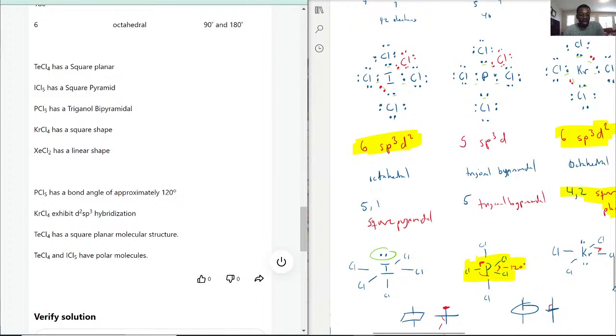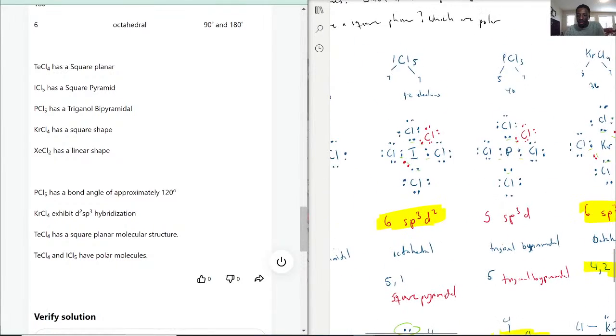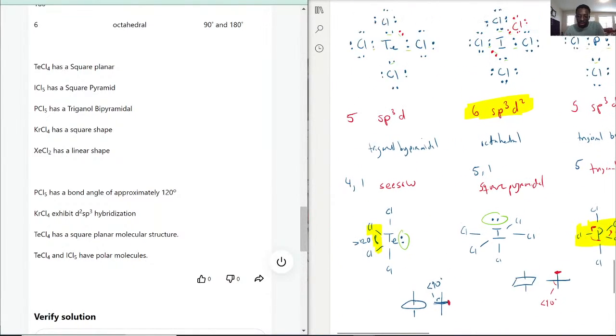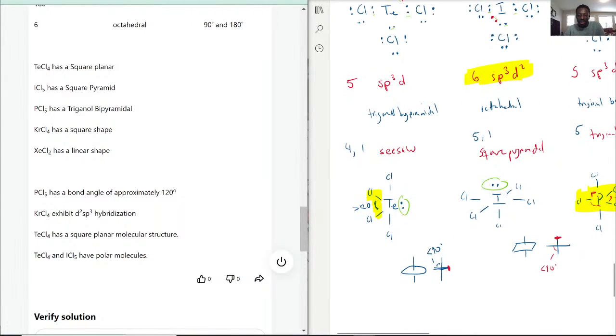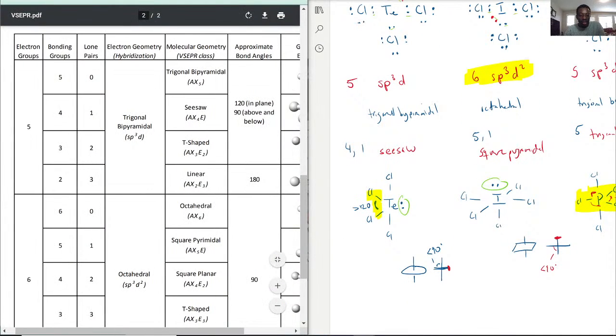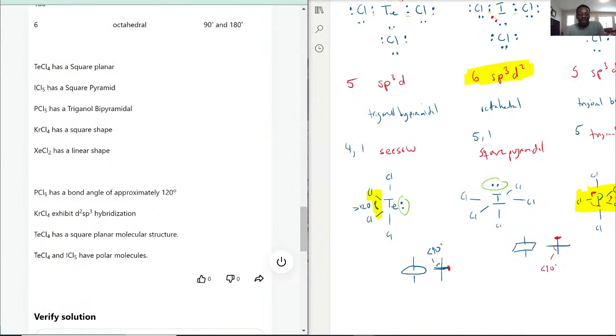PCl5 has a bond angle of approximately 120. Where is it? PCl5. Yes, that is correct. And same, they did not include the tellurium as well. As you can see here, there is that bond angle of 120. It even says here, for the seesaw, 120 in the plane and 90 above and below. So kind of like right there. This is 120, theoretically, even though it is going to be less because of the electron there.